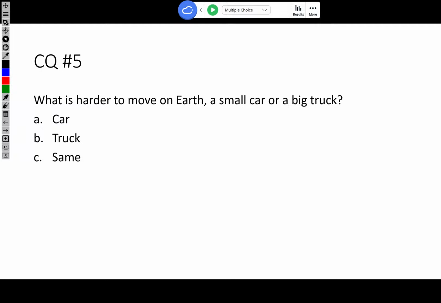Anyway, good stuff. All right, next one. What's hard to move on Earth, a small truck or a big car? Oh, small car, big truck.